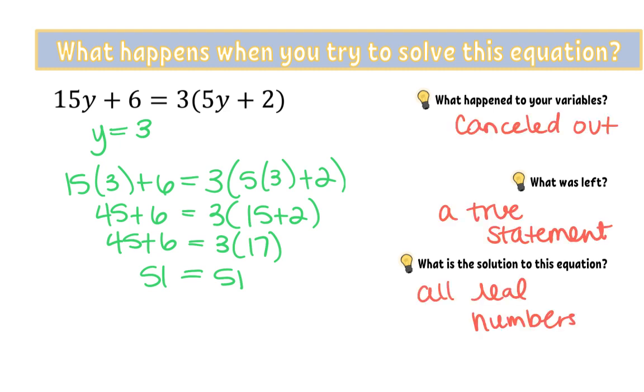When this situation happens, we don't have just one solution. We have infinitely many solutions because literally any real number will work. So if you see an equation like this, where your variables entirely cancel out and all you're left with is a true statement, the answer is all real numbers.